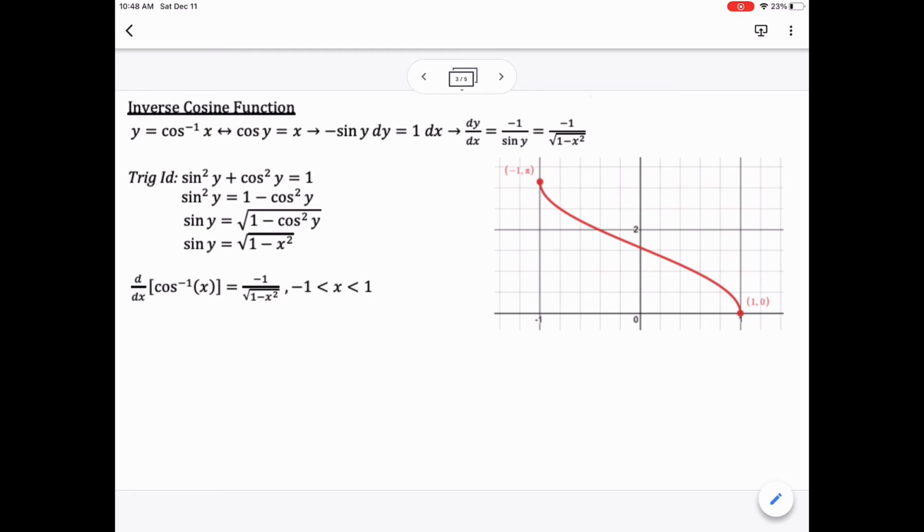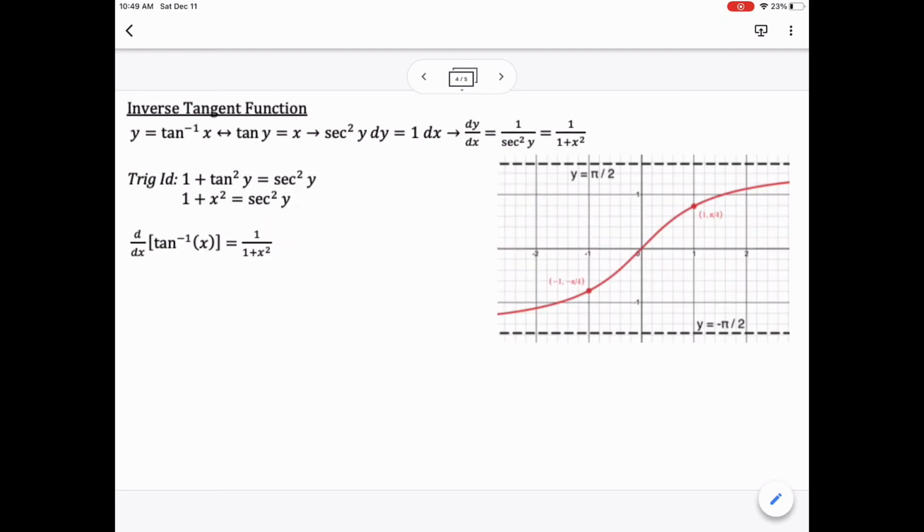Inverse cosine and inverse sine's derivatives are very similar. Inverse sine is 1 over the square root of 1 minus x squared. Inverse cosine is negative 1 over the square root of 1 minus x squared, because of the derivative of cosine and sine: cosine involves negative sine, while sine involves just positive cosine, so that's why there's a negative in one and not in the other.